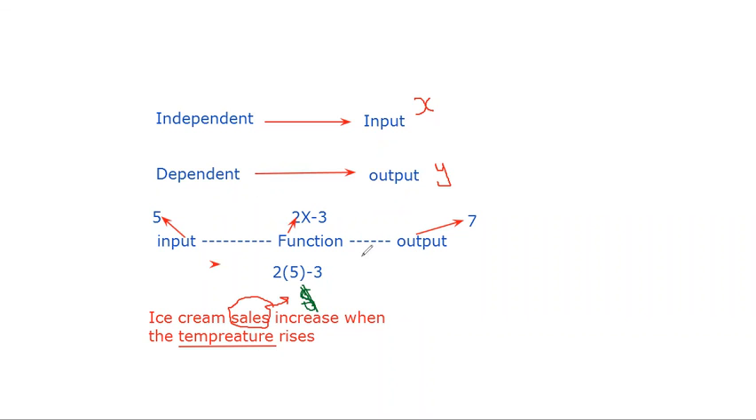So the function's independent should be the temperature, because once the temperature increases, I'm going to sell more, right? Then the independent will be the temperature, and the dependent will be sales, or the amount of money which you are going to gain once you sell the ice cream. Let me move to the next question.